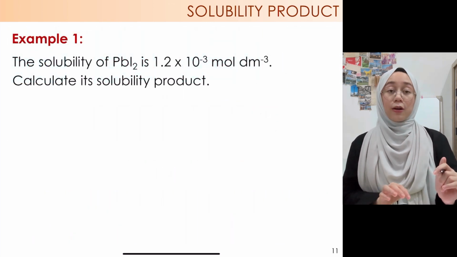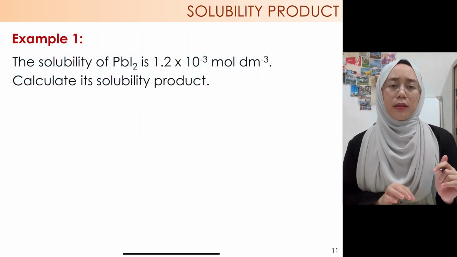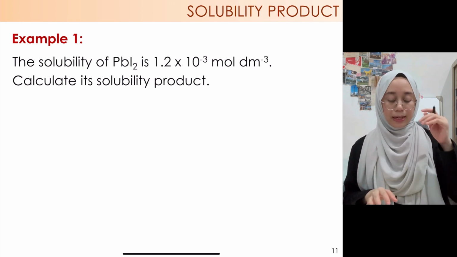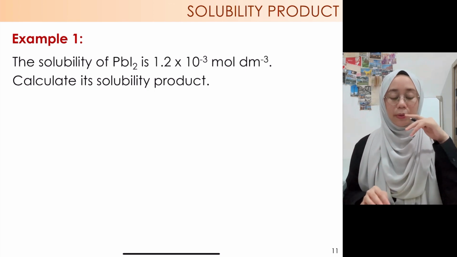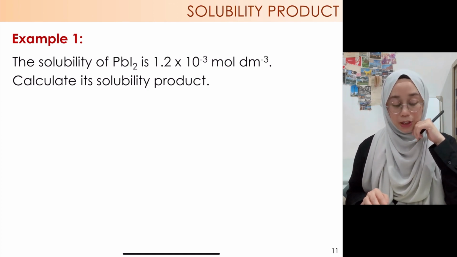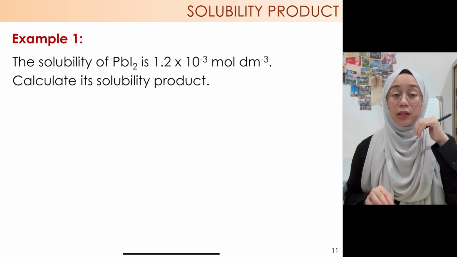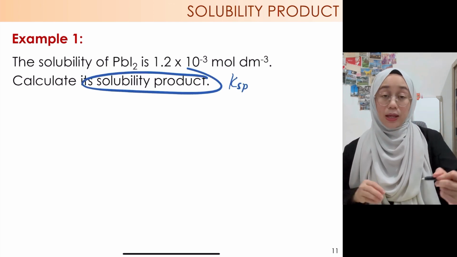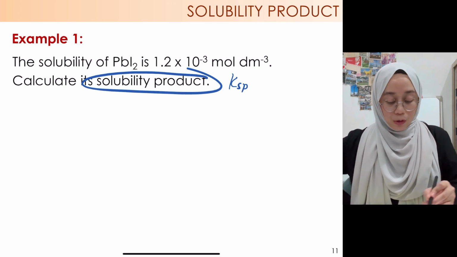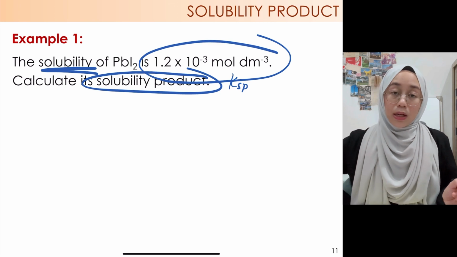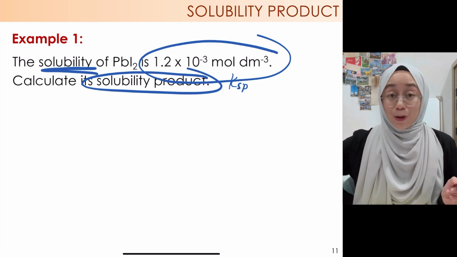Okay, so kita akan tengok dalam 1, 2, I think ada dalam 3 ke 4 example, but a very quick one, very easy one sebenarnya. Okay, so the first one, given to you the solubility of PbI2 is 1.2 exponent negative 3 mol per decimeter cube. Calculate its solubility product. So solubility product kat sini adalah apa kelas? This is KSP. Okay, and then given to you dekat atas ni apa sebenarnya? Ini adalah solubility. Solubility yang dalam bentuk mana? Dalam bentuk molar dah. Kalau kita tengok unit dia tu.